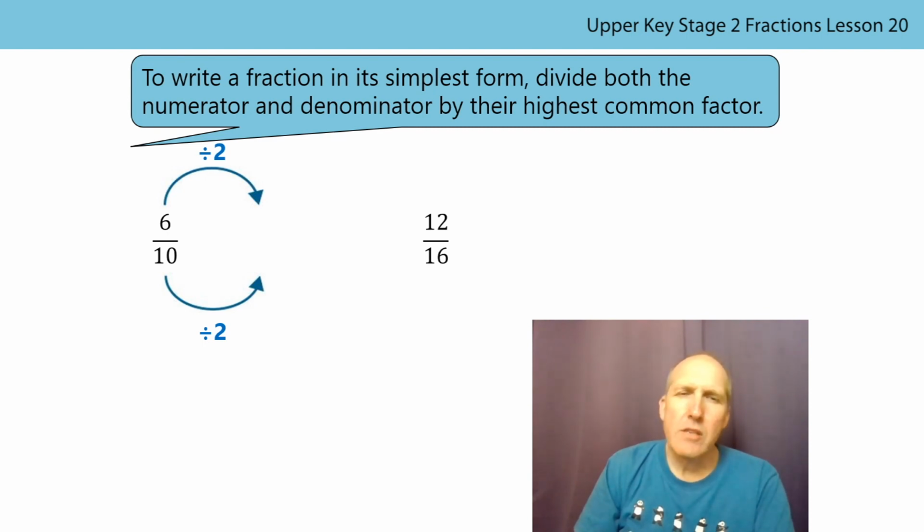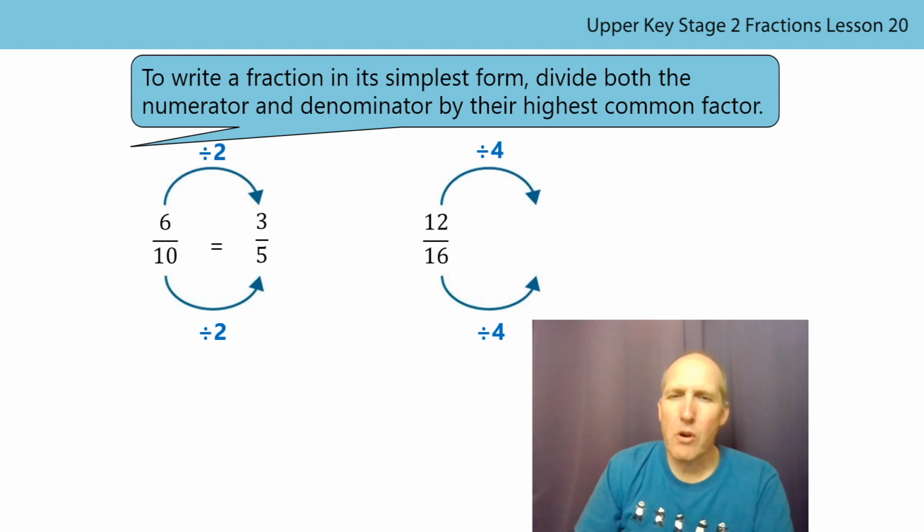That's right. So 6/10 is equivalent to 3/5. What's the highest common factor of 12 and 16? Is it 2? It's 4, isn't it? 4 is the highest common factor. So divide 12 by 4 and divide 16 by 4. Our equivalent fraction, our simplest form, is 3/4. Well done if you got those two.